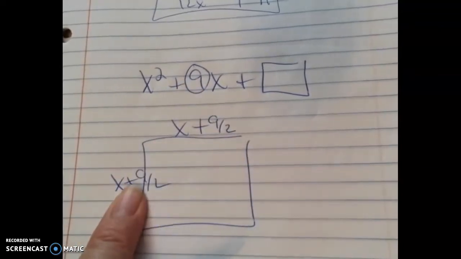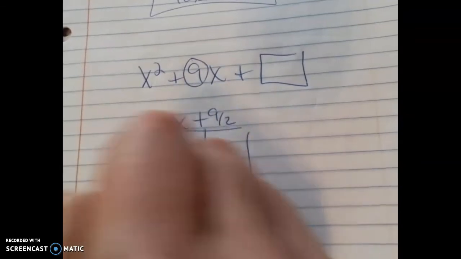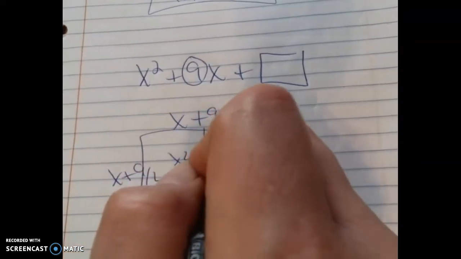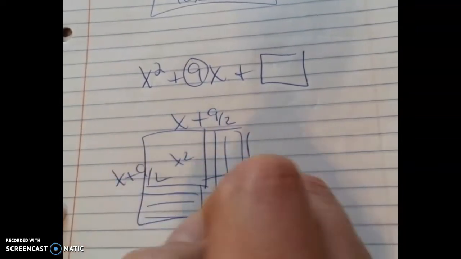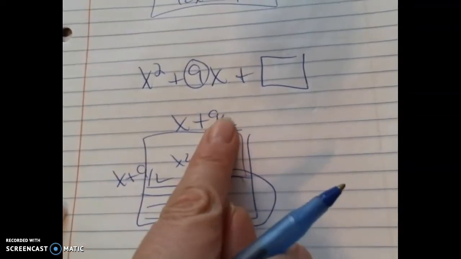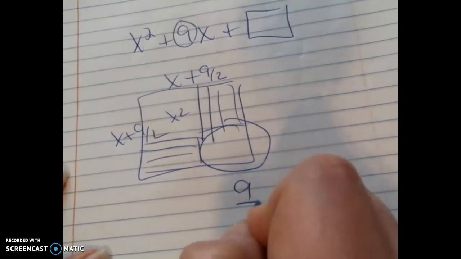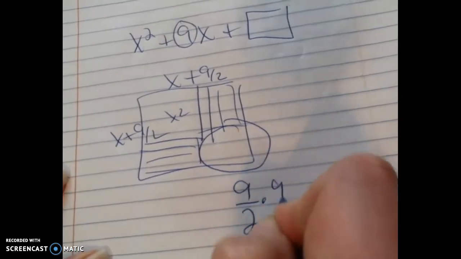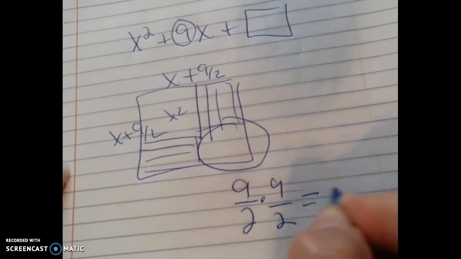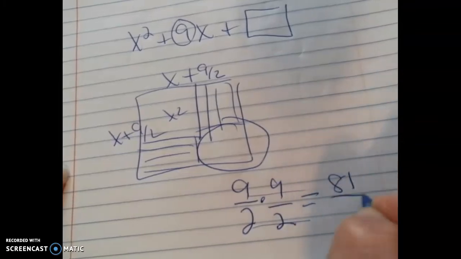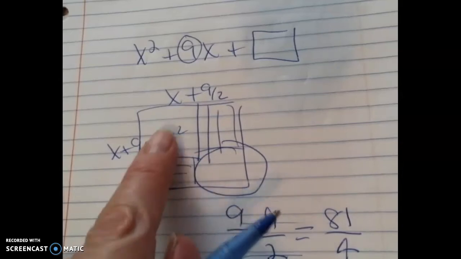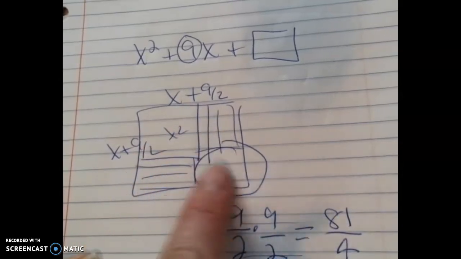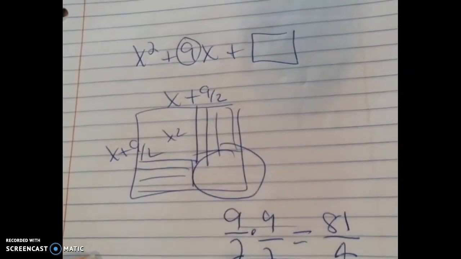All right? And so you get your x squared in the corner. Excuse me. X is going this way, x is going this way. And in the corner, you get the fraction times the fraction. So what is 9 over 2 times 9 over 2? Multiply straight across, 81 over 4. So that's what you added to the problem. I mean, these were original, but then you added those in right there.